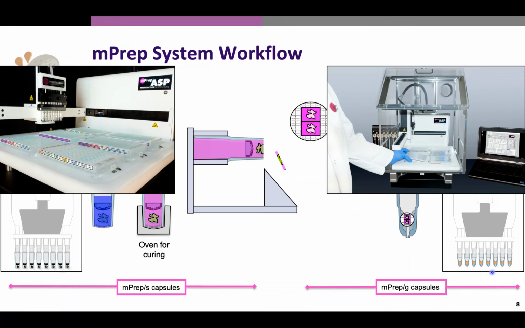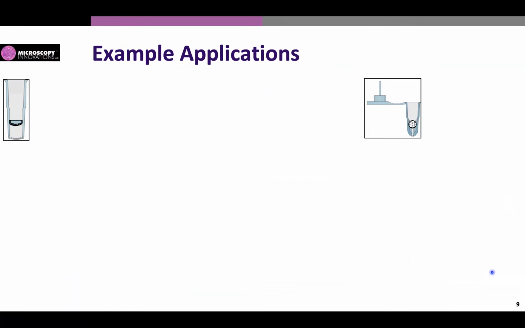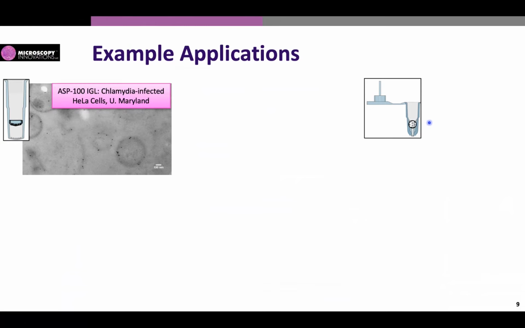Let me provide a couple of examples of this before we move on. So I'm going to show examples for specimen processing and grid processing. So this first example comes out of the University of Maryland, Baltimore, and it's using the ASP1000, the automated processor, for immunogold labeling of tissue specimens. So this is a pre-embedding or en bloc immunogold labeling protocol.